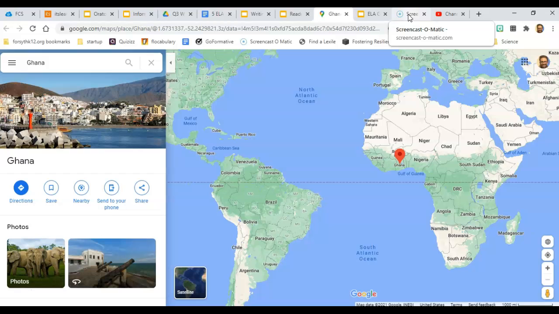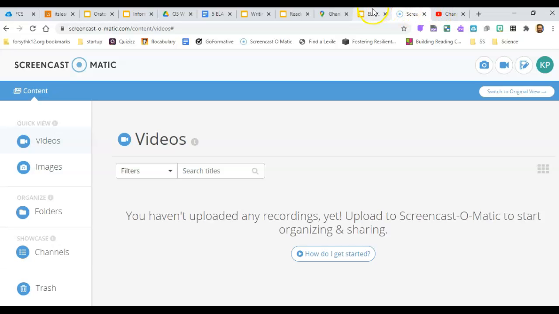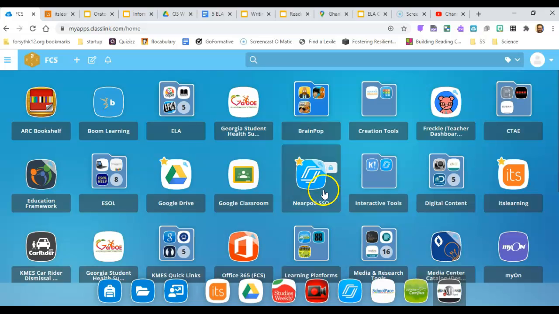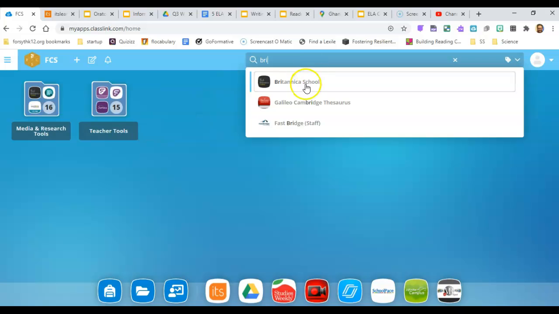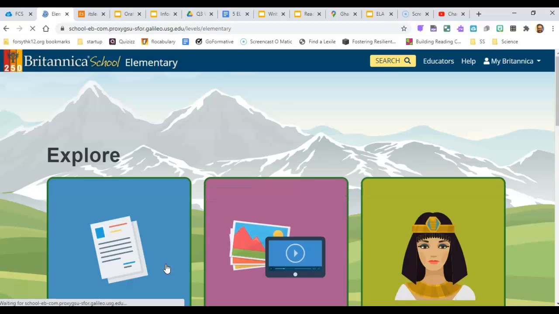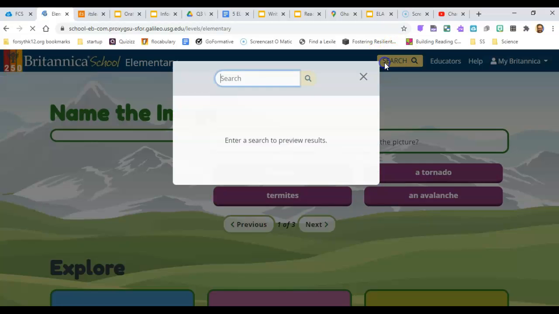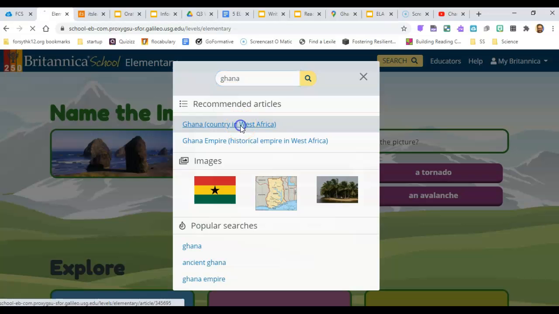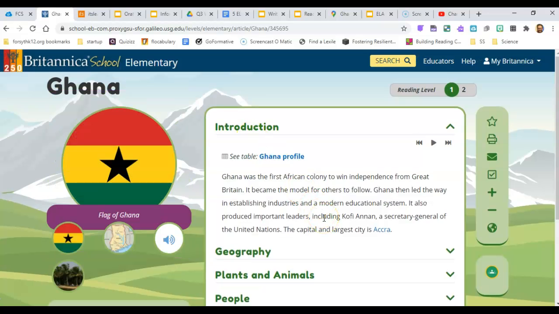And so whenever you have a story, I would encourage you to always look up where that story is happening, so that maybe you could continue to learn about it. Another thing you could do is go to Britannica School here. In Britannica School, if you just go here and search elementary, and then you go and search Ghana, country in West Africa, that's what we're looking for. You can learn within a minute a lot of information that gives a lot of good background information.